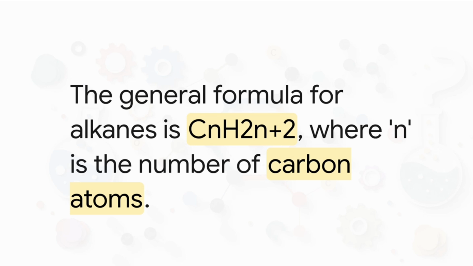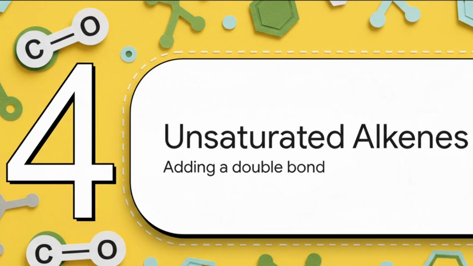It means if you tell me the number of carbons, which we'll call N, I can tell you exactly how many hydrogens there will be. Let's test it out on propane. N is 3, right? So 2 times 3 is 6, plus 2 is 8. And what do we have? C3H8. It works. It's a super powerful shortcut. Okay, we've totally mastered single bonds.